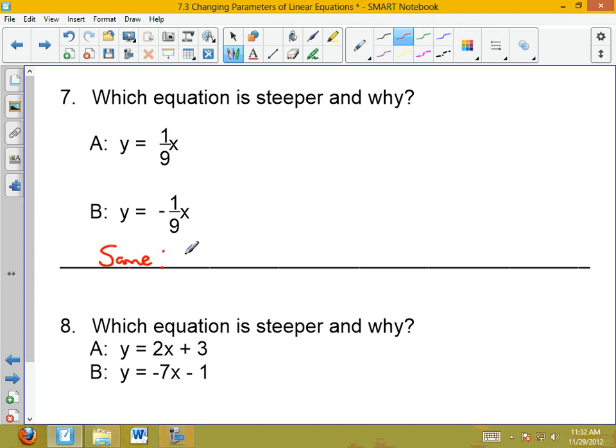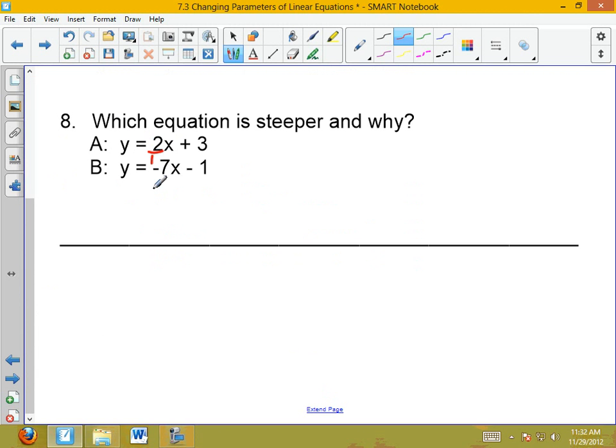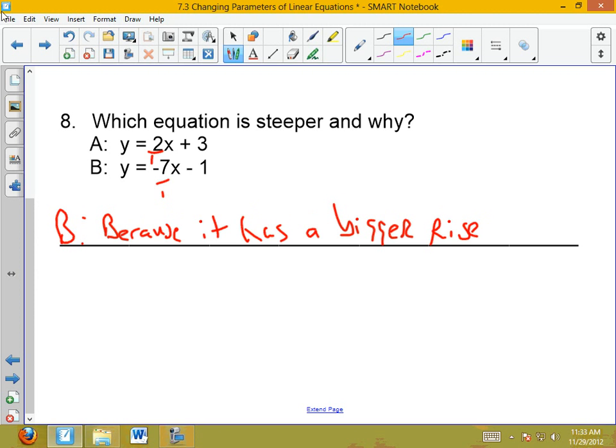Why? Rise and run are the same. Number 8. This is over 1. This is over 1. Okay, which number has a bigger top number absolute value? Is 2 bigger than 7? No. 7's bigger than 2. So B is steeper because it has a bigger rise. Okay?